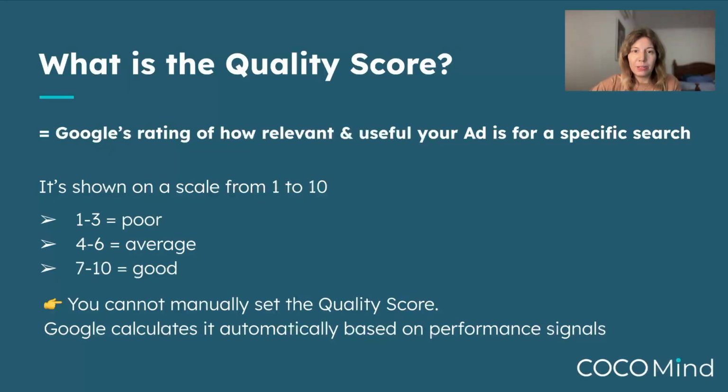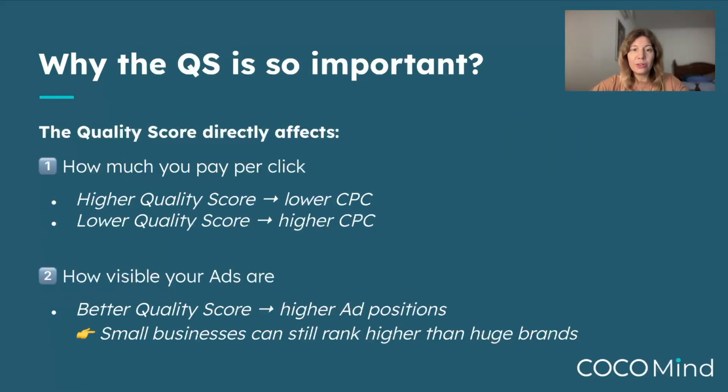Now I'm going to explain what you just read a little bit more simply. The quality score is Google's rating of how relevant and useful your ad is for a specific search. It's shown on a scale from 1 to 10. 1 to 3 means a poor quality score, 4 to 6 is average, and 7 to 10 is a good quality score. The important thing, you cannot manually set the quality score, so Google calculates it automatically based on your performance signals.